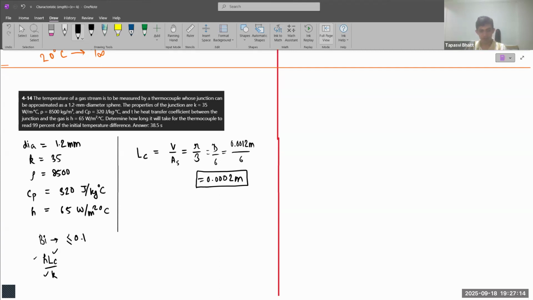Now let's calculate the Biot number very quickly. So the Biot number is H times LC over K. What is H? H is 65. What is LC? It is 0.0002. What is K? K is 35. Can someone do the calculation for me? Meanwhile, I'll also do it.